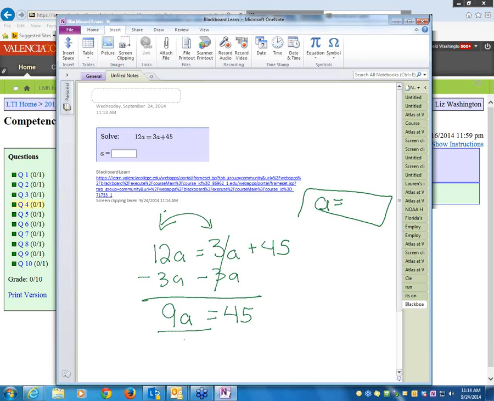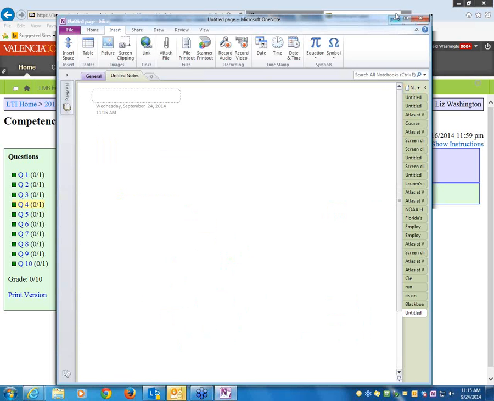To separate the 9 and the a, I have to divide because 9 and a are being multiplied together. The opposite of multiplication is division. So when I divide both sides by 9, I get a equals 5. And again, you want to make sure you go back and plug your answer in to make sure that you get a true statement. Okay? I'm just going to keep going. We get to another question.